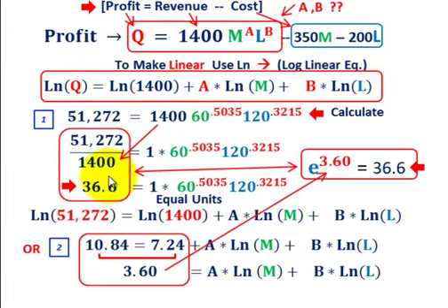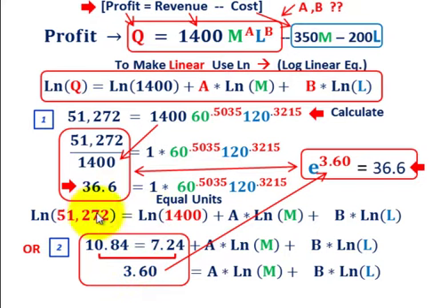Okay, so now you can do it the other way. That's just one way of handling it, or you could just take the natural log of our output of $51,272 equals the natural log of the revenue on a per unit basis of 1400 plus whatever the factors are for A and B times the natural log of the material and L. But just to break that down, I took the natural log of 51,272, that gives me 10.84. And I took the natural log of 1400, 7.24, so just move that over to the other side of the equation. And my net amount is going to be 3.60.